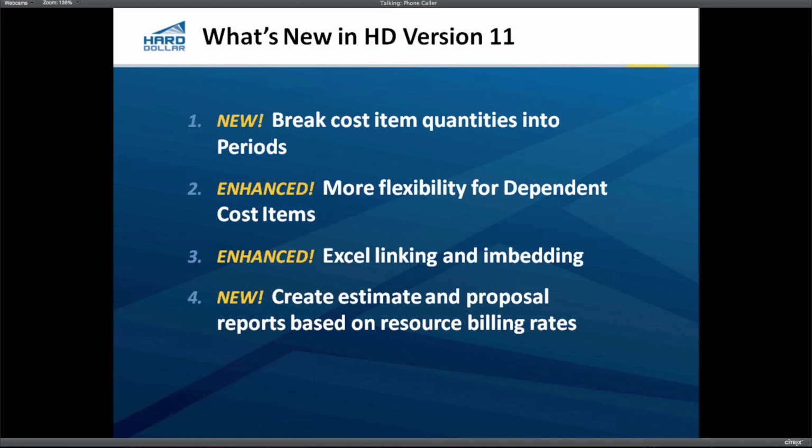And so what we need to do is be able to create estimates and proposals based on our outside billing rates for resources. If we have labor, equipment, materials, we can specify our own costs for those things and then also an outside billing rate. Okay? And that then gives us, with this reporting capability, the ability to generate a proposal to a customer that uses those billing rates rather than our internal cost rates.